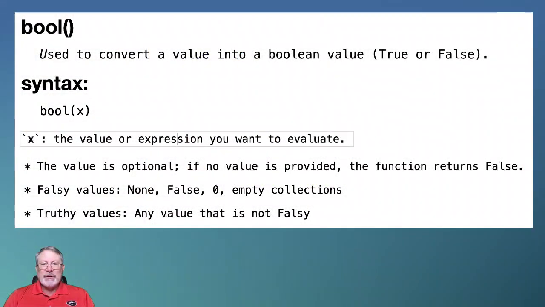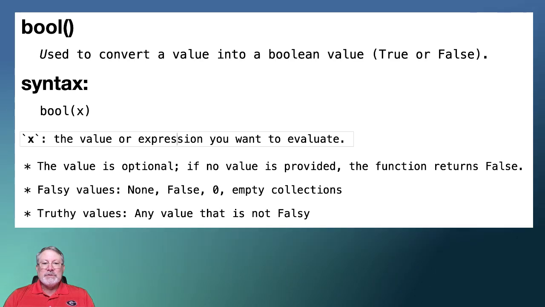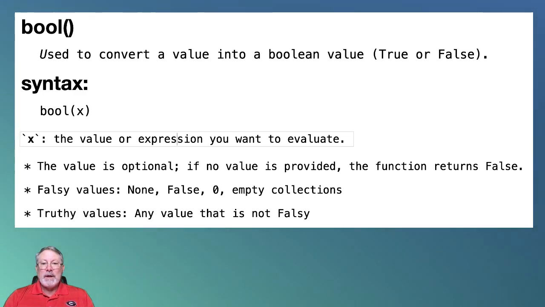The bool function in Python converts a value to a Boolean, according to the standard truth testing procedure. The syntax is simple, bool(x), where x is any Python object. This function returns False for None, 0, empty sequences or collections, and True otherwise.